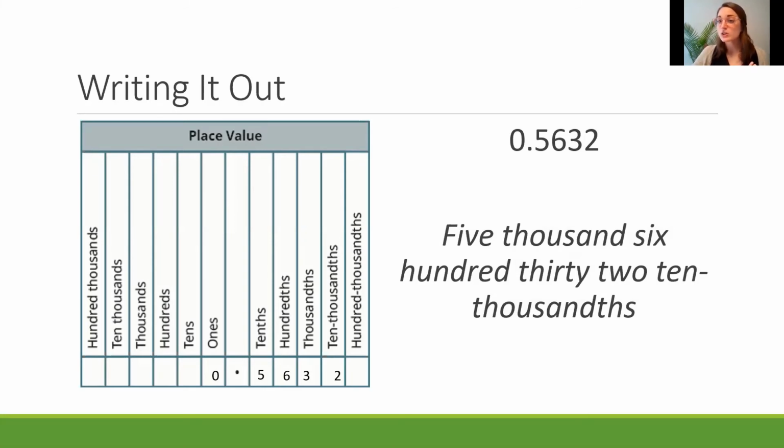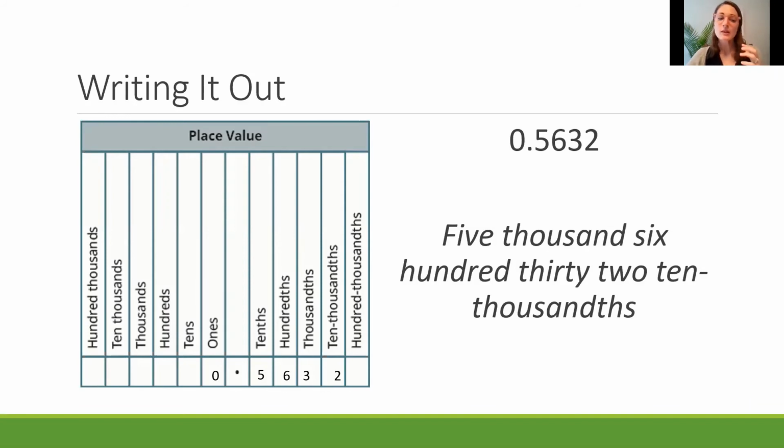Now, that's how we start to read it, right? We read it by what we see after the decimal, 5,632. And then we have to put the place value that it lands on with that last digit there. So since the last digit is 2 and that lands in the 10,000ths column, I would say 5,632 10,000ths.